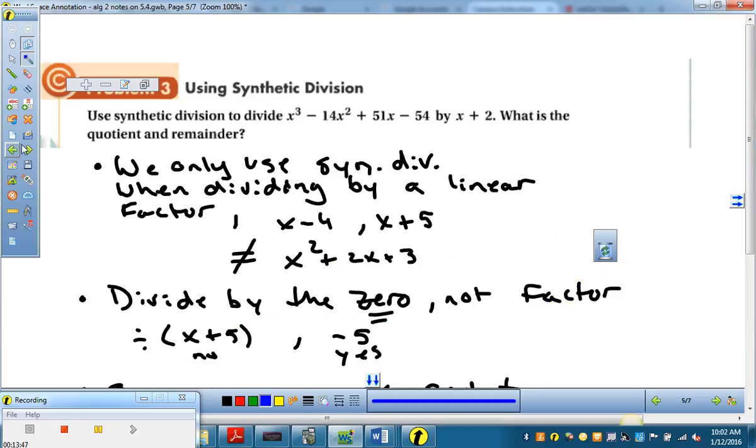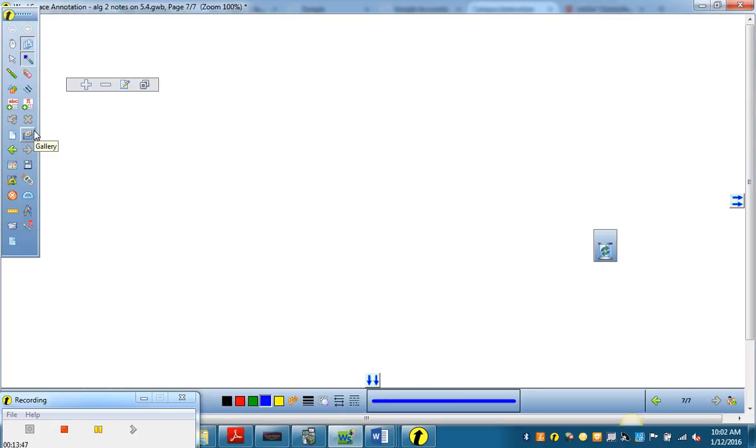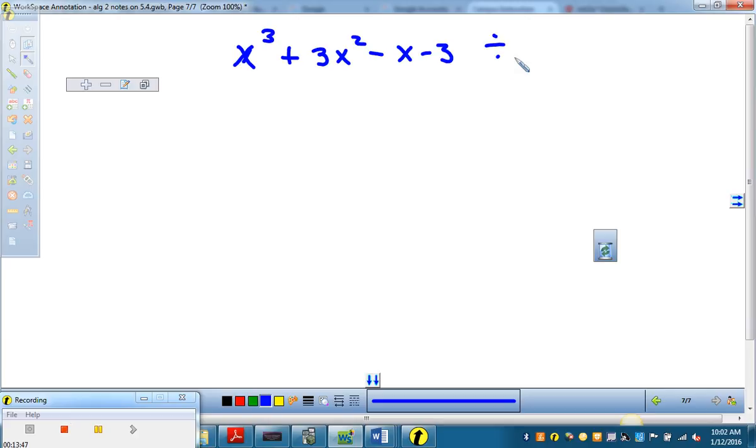So, let's find one from the homework. So let's do x cubed plus 3x squared minus x minus 3, and let's divide it by x minus 1.